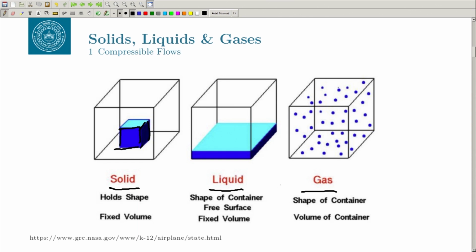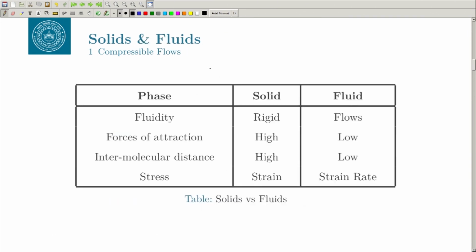So, this liquid and gas, because they both take the shape of the container, basically they flow, and that is why they are called fluid. So, fluid is what flows, or what can flow, and solid is what is rigid, it cannot flow. So, that is one of the major differences between the solid and the fluid. The fluid flows and solids are rigid.